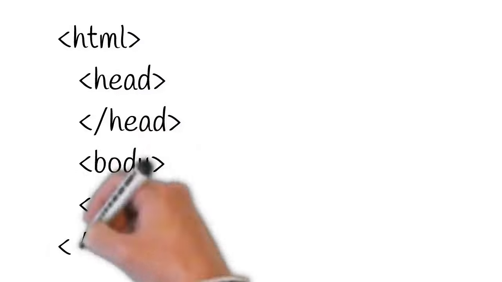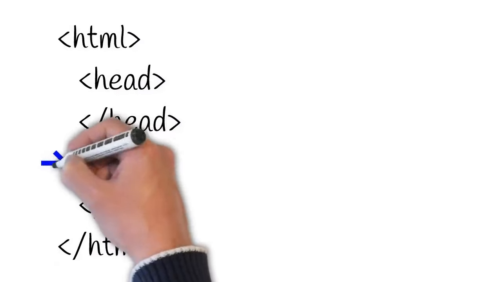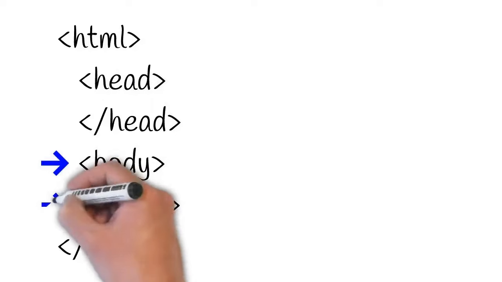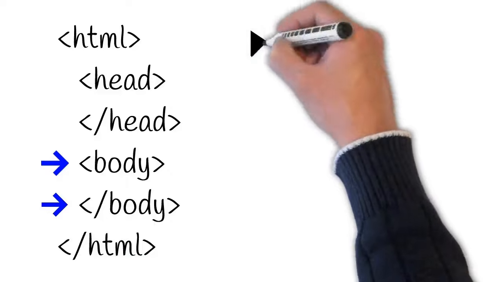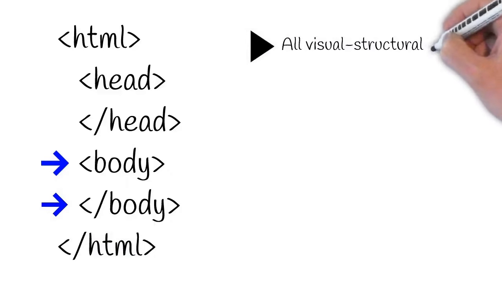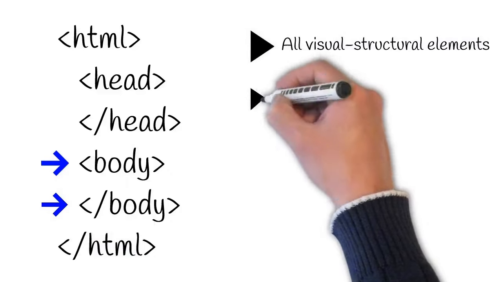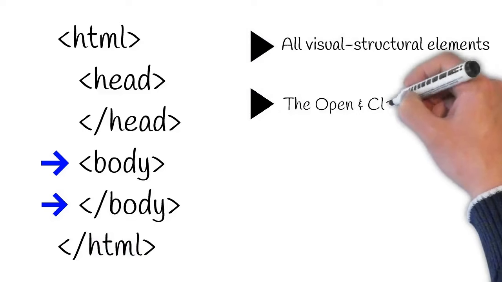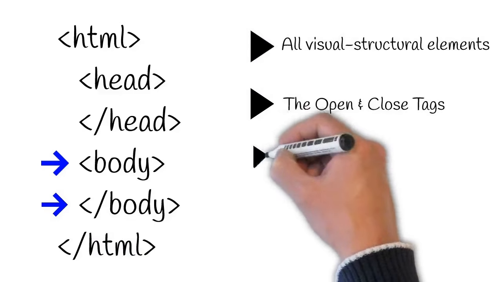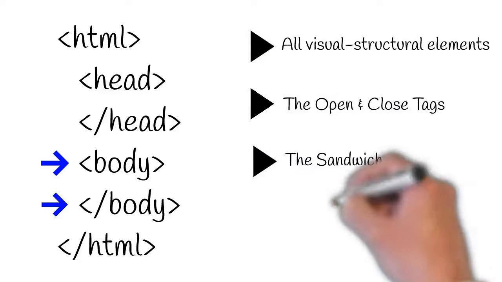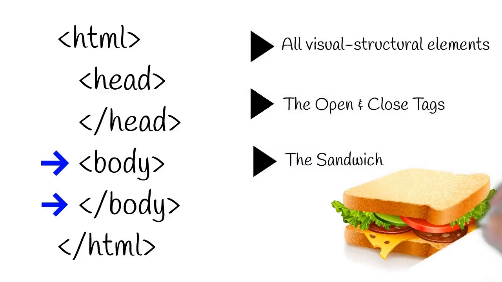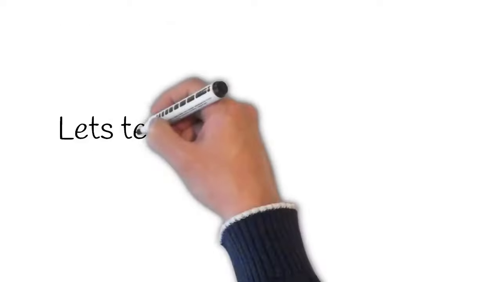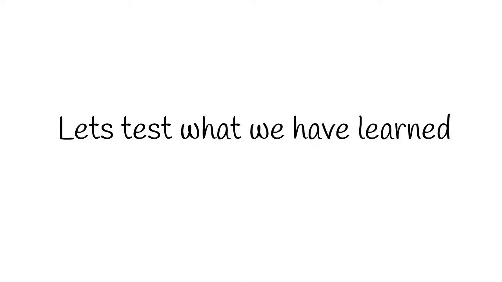So let's continue. We have the HTML opening and closing tags again, and we have the head as we recently talked about. But now we have the opening and closing body tags. So HTML body tags contain all the visual structural elements that you'll see on the web page. Then we have the opening tags as we saw earlier, as well as this whole big sandwich. I love sandwiches. So let's see what we've learned.